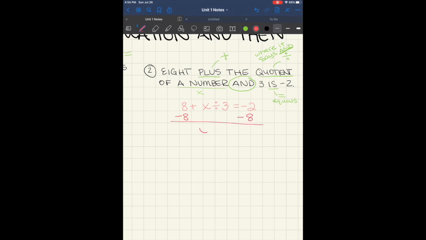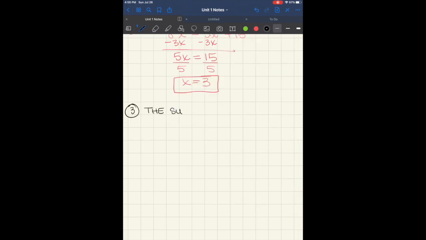So our first step here is going to be to subtract 8 from both sides. Then we have x divided by 3 equals negative 10. Multiply by 3 on both sides, x equals negative 30. And we are doing inverse operations here.